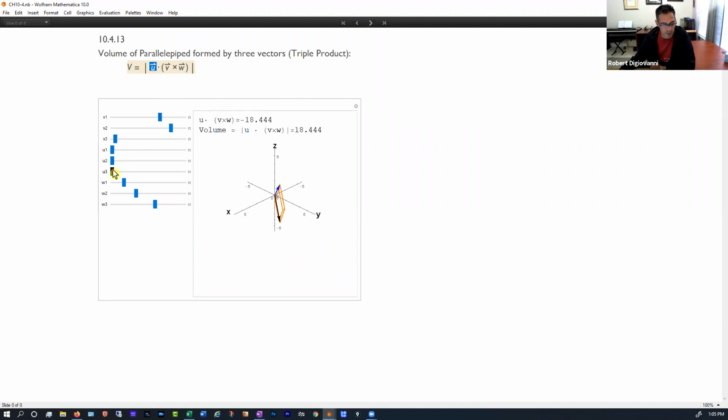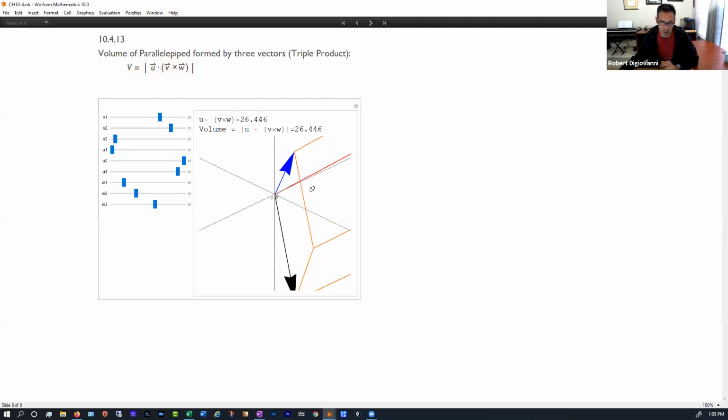Let me make this box bigger here. There we go. I think that'll work. Okay, so hopefully you can see here we have three vectors.